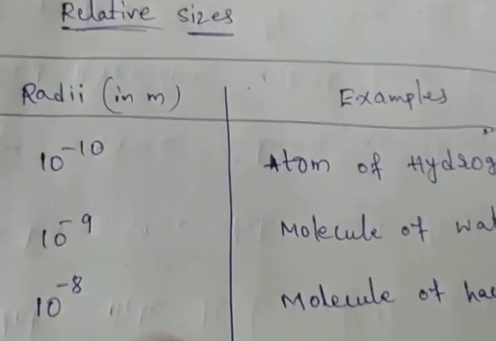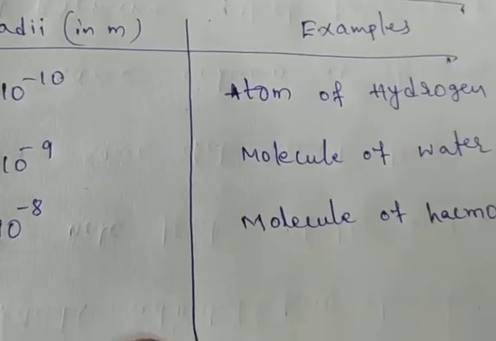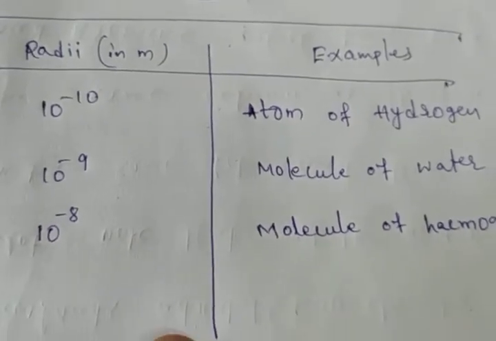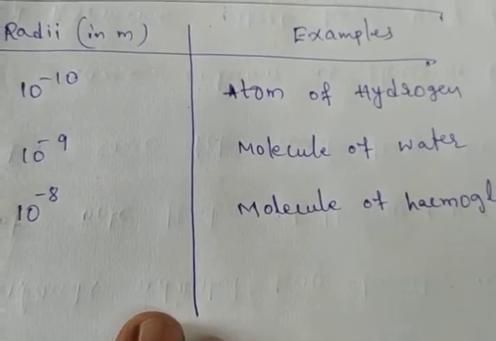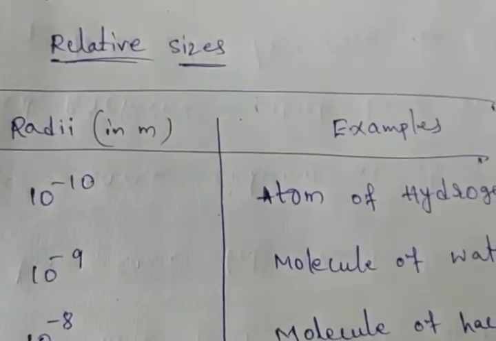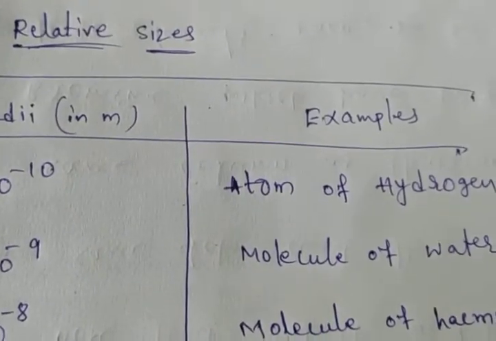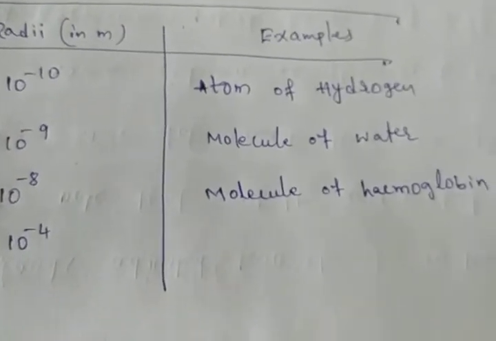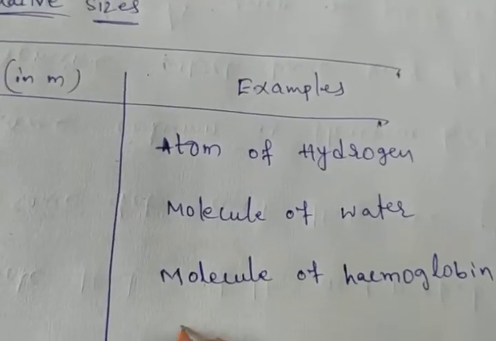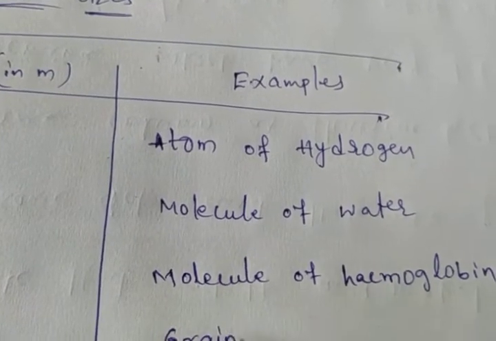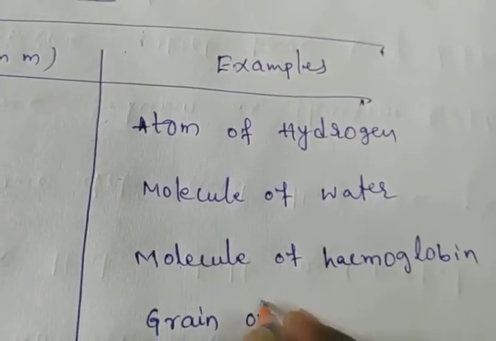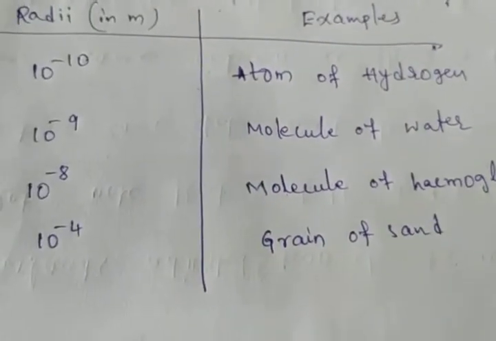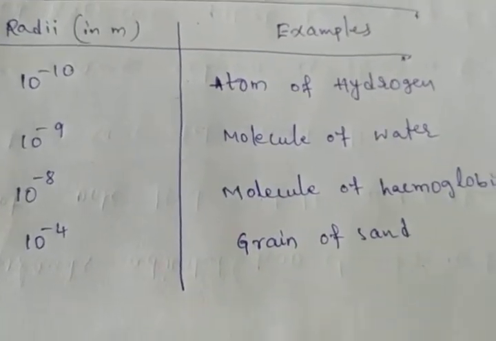After that, a grain of sand. The radius of a grain of sand is 10 to the power of minus 4.